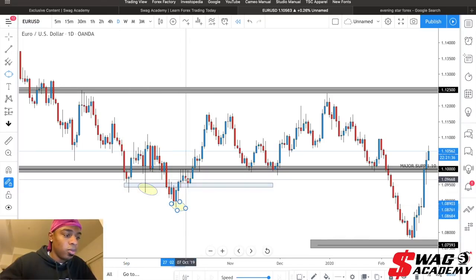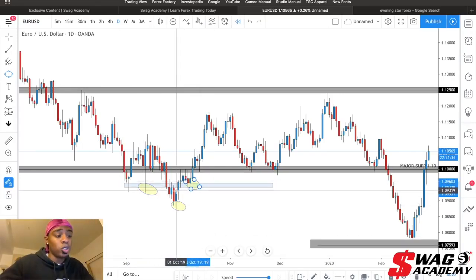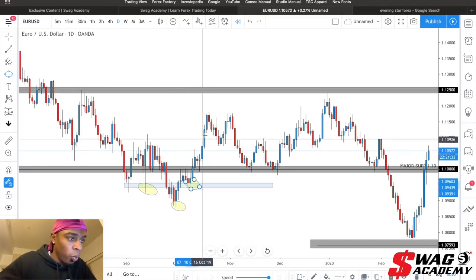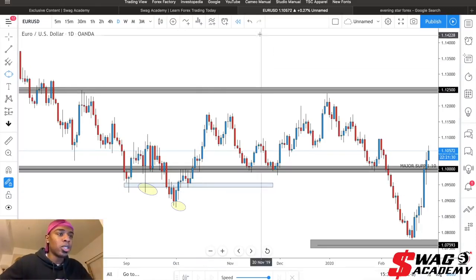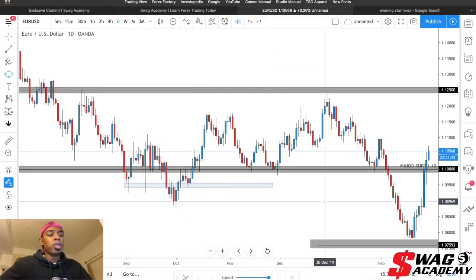Head, right shoulder. That's an inverted head and shoulders. We just looked it up. What does that mean? It's going up. Price went up.